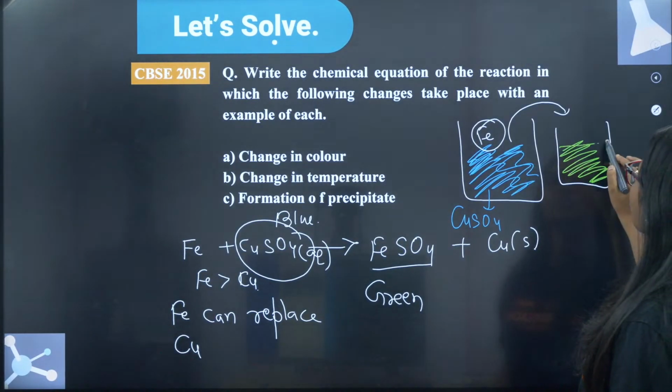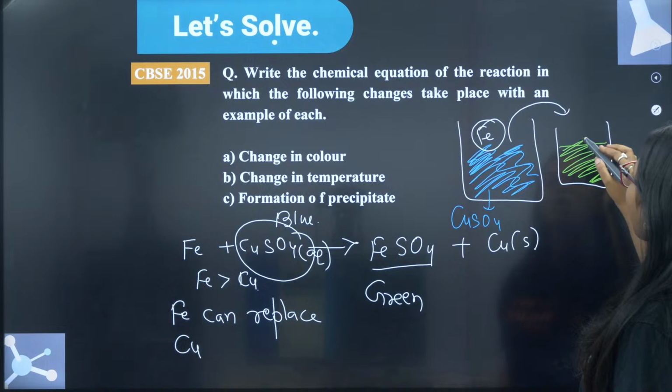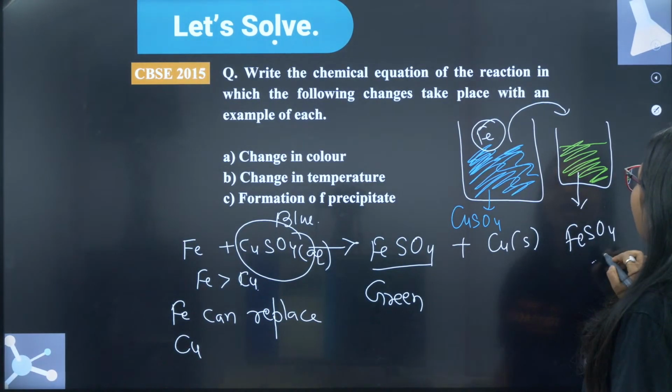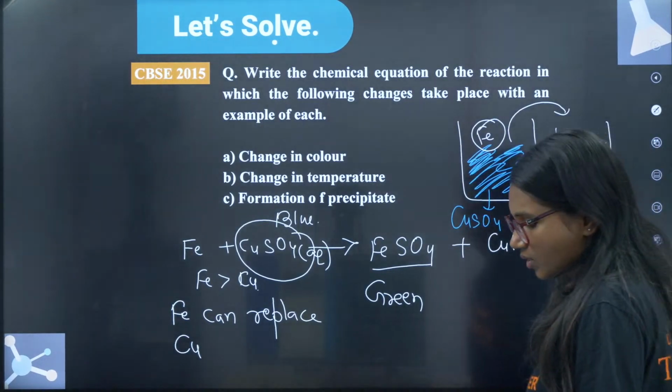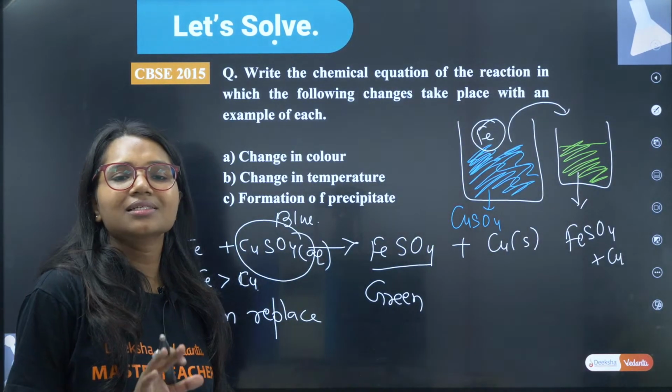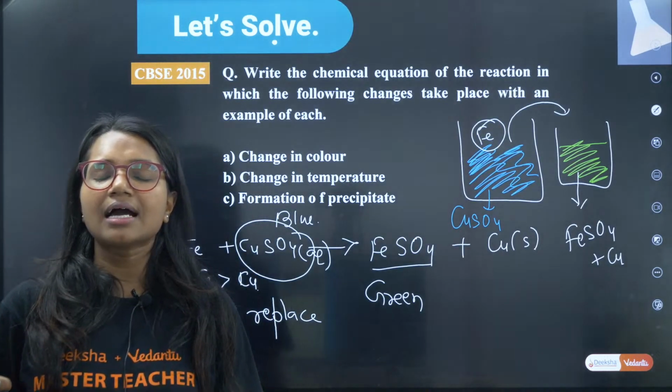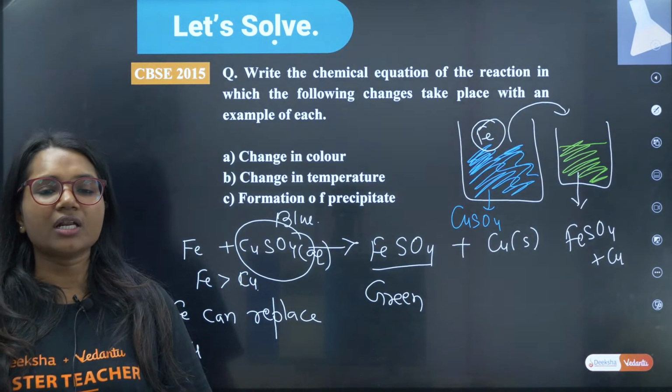This solution changed from blue to green because of the green color of ferrous sulfate, and the copper is out. Correct? My dear student, did you understand this color change? Do give me a thumbs up if you have understood.